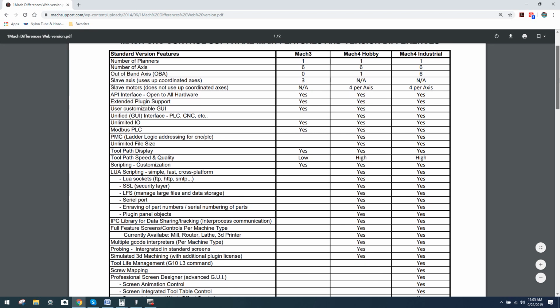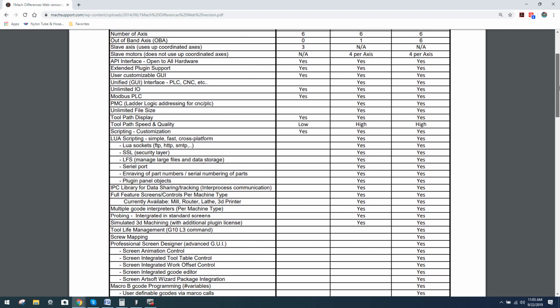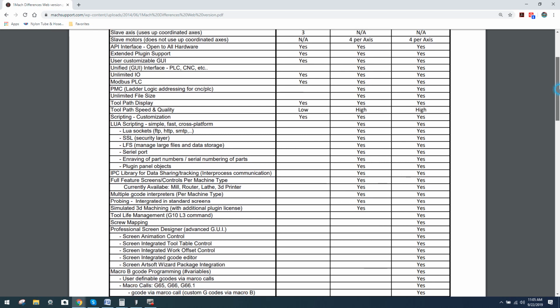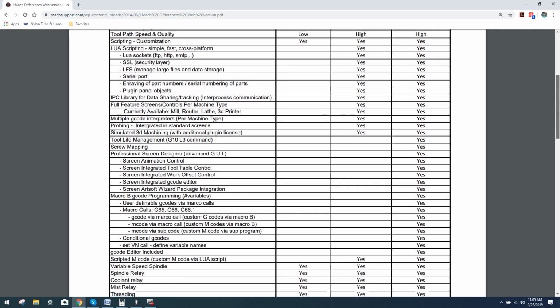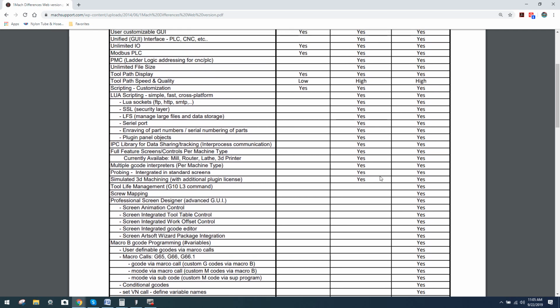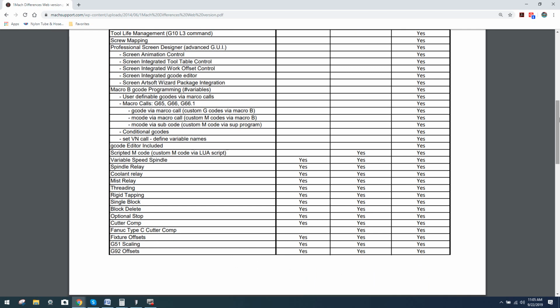We can scroll down now, and you can see that this list becomes really long and drawn out. And most of this stuff you guys are going to look at and say, what the hell is this? I don't even know what that is. And like I said, most of the time, if you don't know what it is, you're probably not going to need it. Again, you can see Mach4 stops over here with simulated 3D machining with additional plug-in license. Coming down, it starts again. And what's really funny is the actual feature sets that most of you guys realize, Mach3 does support. Variable speed spindle, spindle relay, coolant relay, mist relay, threading, rigid tapping, single block, block delete. I mean, you go on. And basically at the bottom where everything counts, and when I say when everything counts, I'm talking for most of us, that's where you find the feature set pretty much is even.